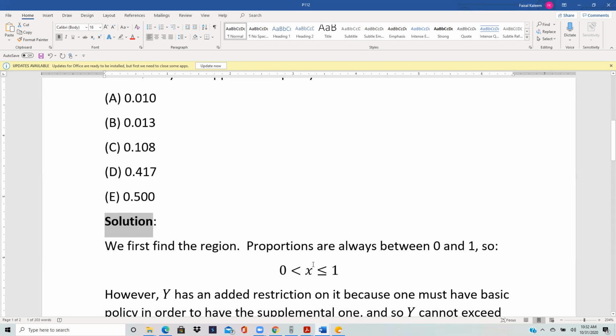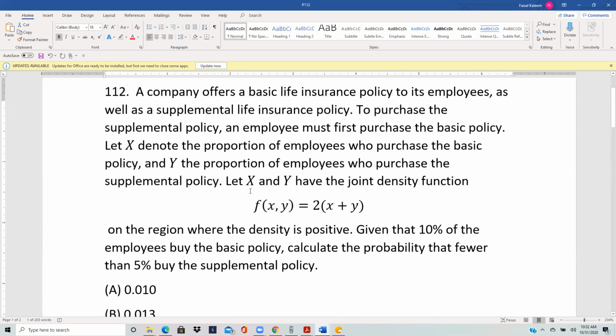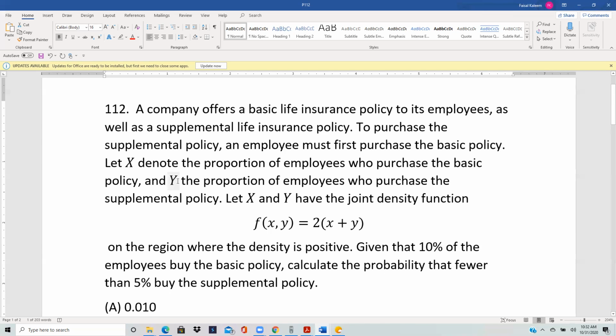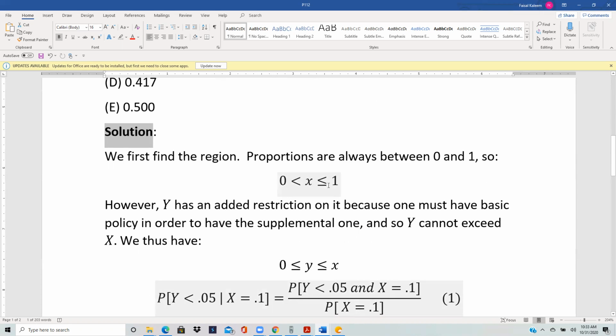So over here, we first find the region. They say that we are interested in the region where the density is positive. At first sight, it may seem that, since X and Y are the proportions of employees, we're just dealing with X between 0 and 1 and Y between 0 and 1, but no. Yes, X would be between 0 and 1 because X doesn't have any additional restrictions besides the fact that it's a proportion who buy the basic. So X is between 0 and 1.